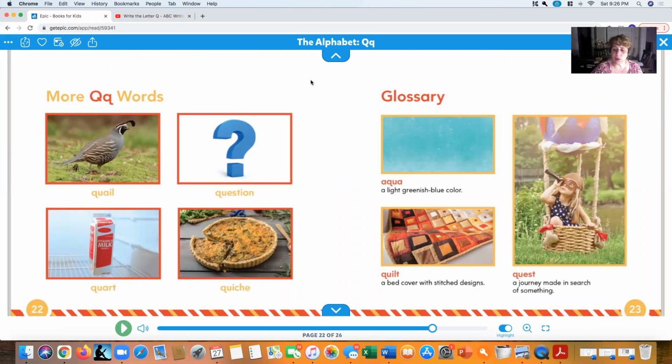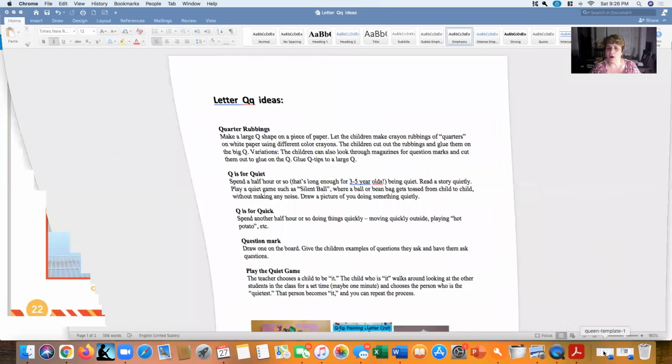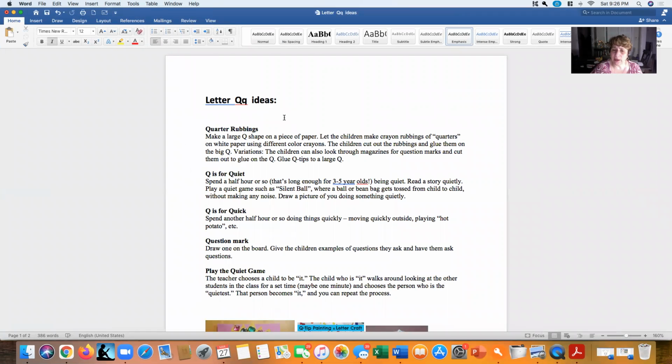Mrs. Nielsen is going to send you some ideas. I'll show you those too. I'm going to share them with you. Let's see. I have it here on things that you could do with the letter Q.